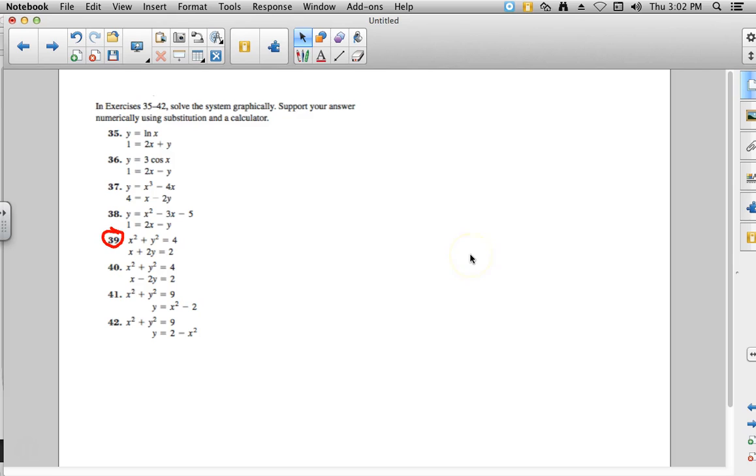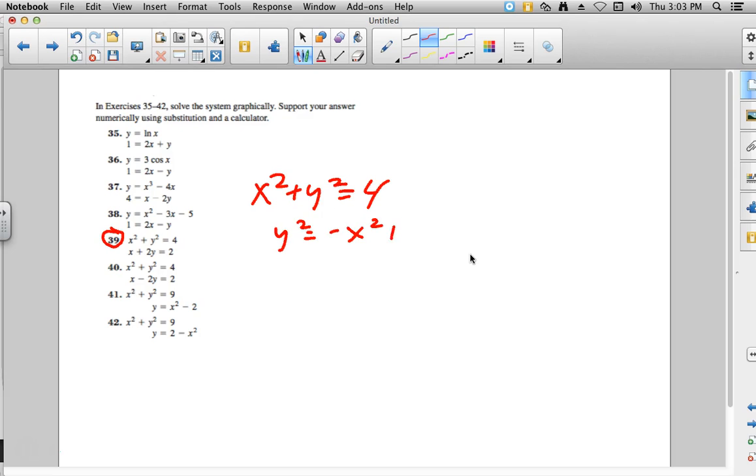And for number 39, it is very similar to number 30 in that we have to go ahead and write this as y equals. So the top equation, x squared plus y squared equals 4. That is an equation for a circle with a radius of 2. And that will give us y squared equals negative x squared plus 4. So y equals plus or minus the square root of negative x squared plus 4. That means I'm going to have to type that in as y sub 1 and as y sub 2. And then x plus 2y equals 2. We're going to solve that for y.